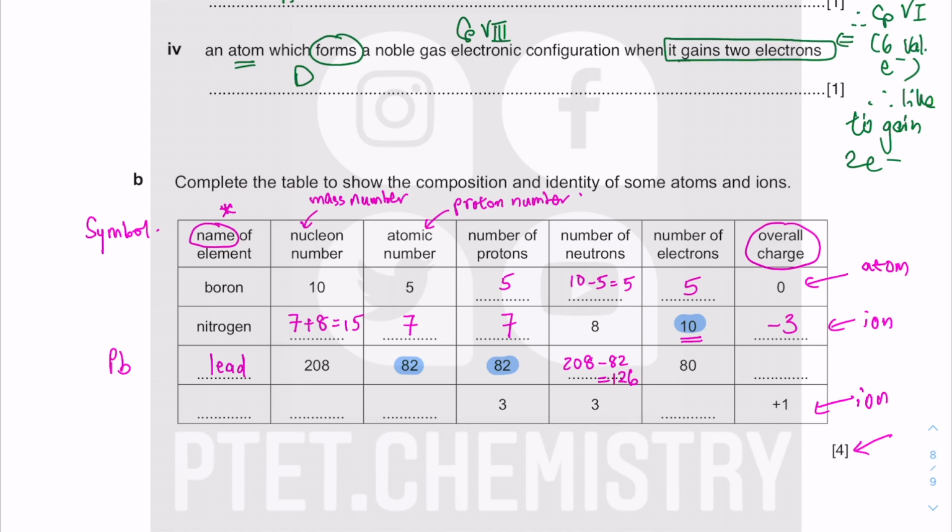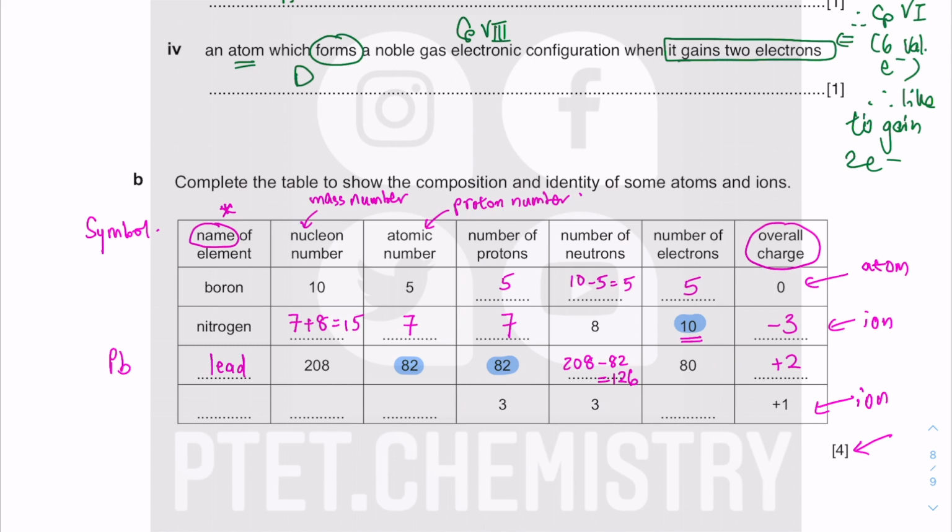So you have 82 protons, but you have 80 electrons. So you have more proton than electrons. You have 2 more protons than electrons. That means the atom has lost electron. The atom has lost 2 electrons. That's why it has a +2 charge. You have 2 extra proton than electrons.